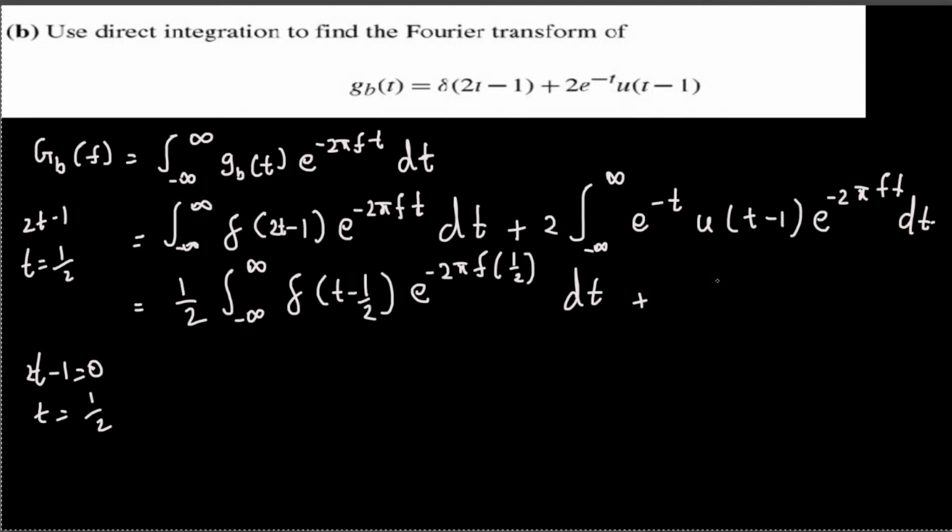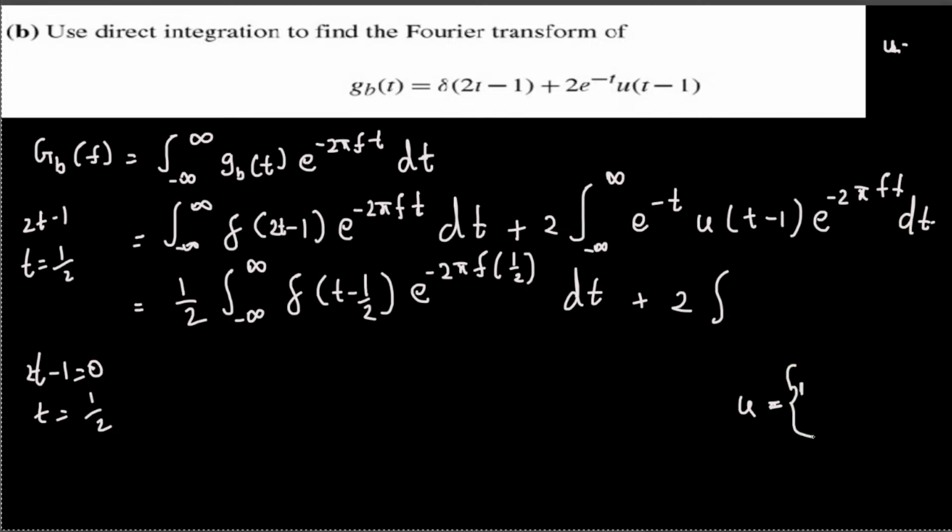And let's deal with this one. So here we have a unit step function. The unit step function only happens at 0, and then the unit step function is basically 1.